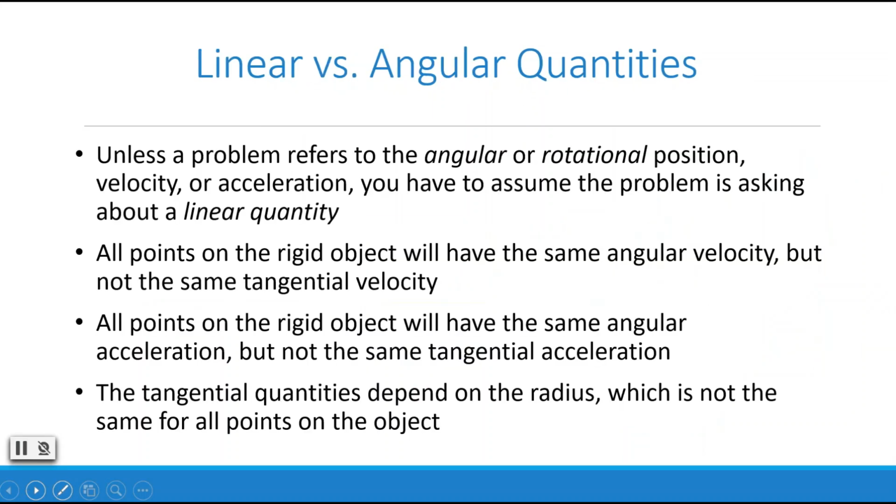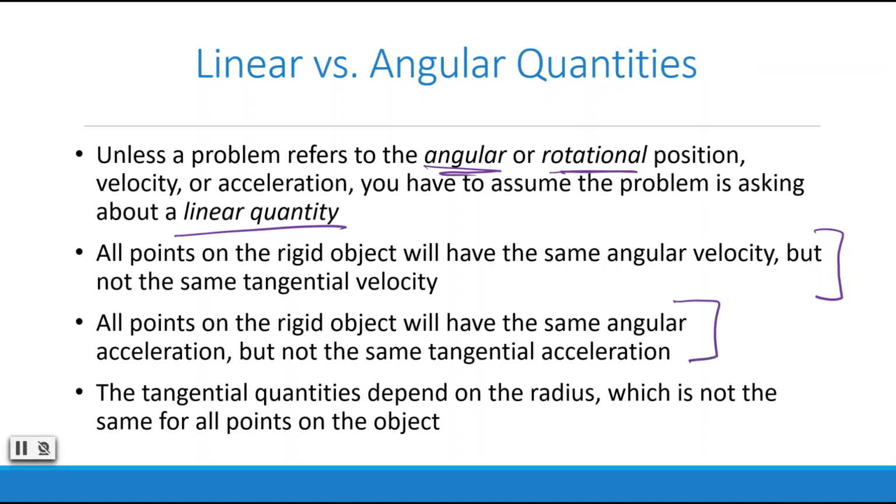So some reminders. They have to say angular or rotational when referring to position, velocity, or acceleration. If it just says velocity or it just says acceleration, it's talking about the linear quantity, even if you're in the rotation unit. We assume that all points on the object are going to have the same angular velocity, but different points will have different tangential velocities depending on the radius. The further away you are from the axis of rotation, the higher that tangential velocity is.